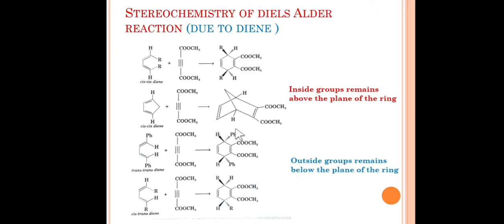Okay, outside is always below and inside is always above the plane. So in this case, this R group is inside, so it is going above the plane, and this R group is outside, so it is going below the plane. This is how the stereochemistry of the cycloaddition reaction is controlled by the geometry of the dienes.